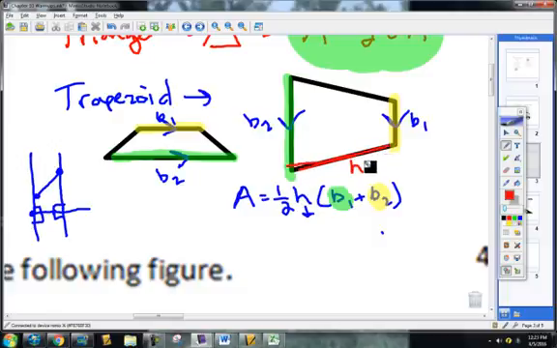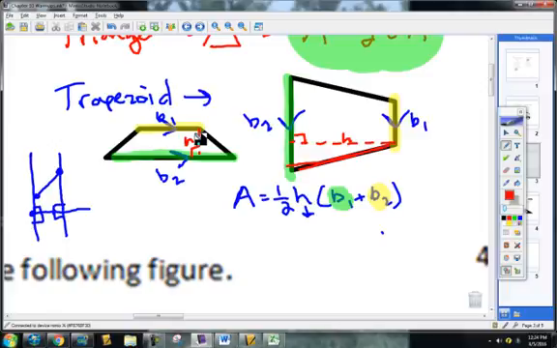Could that be the height of my trapezoid? No. Could this be the height of the trapezoid? No. None of those could be the height of the trapezoid. It has to be perpendicular. So like this one, normally we show the dotted line going like this. Just like that. That would be a height, right guys? That would be a height. This would be a height. Everybody got that? Are we good here?